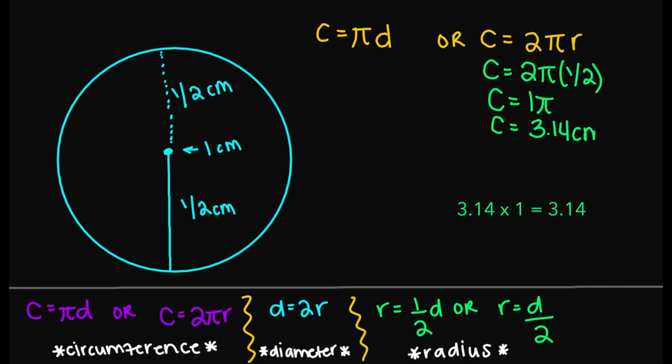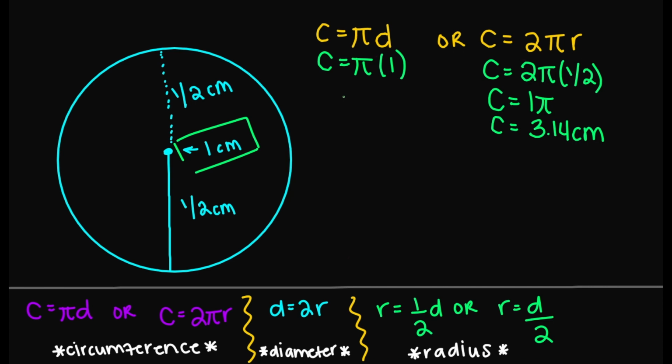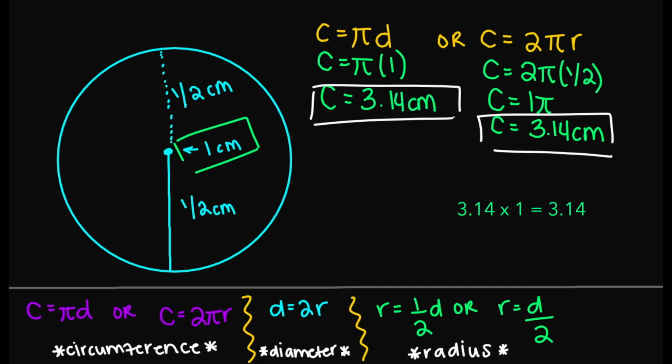If I multiply 1 times 3.14, you're going to get 3.14 centimeters. Now, let's say I use my diameter, so we do C equals pi times your diameter of 1, which is what we have here. So pi times 1 is just going to equal pi. So 1 times 3.14 is going to equal 3.14 centimeters. And remember, if you have to write your answer in terms of pi, or in pi form, then your final answer here is just going to be pi.